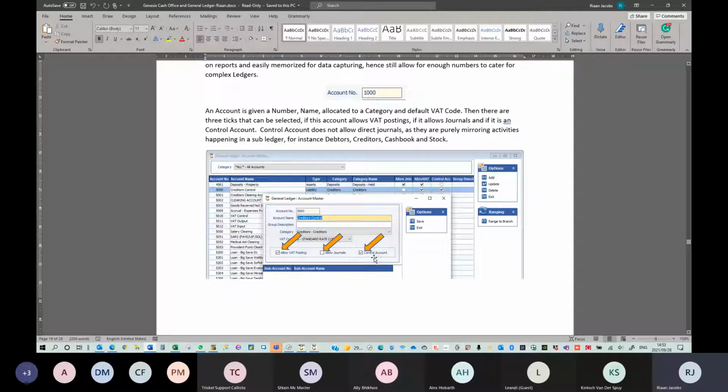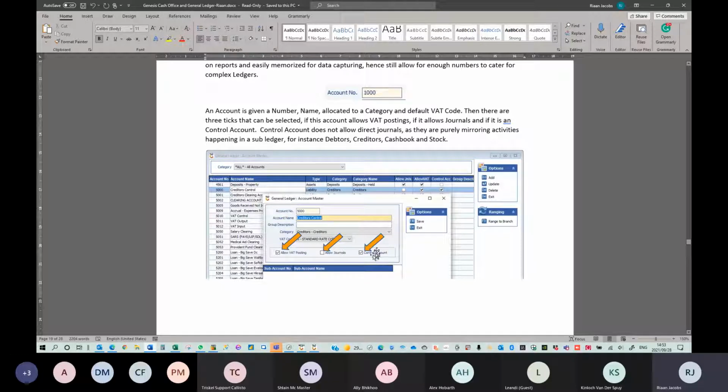Then the last one is control account. So a control account is basically your mirror account of your 4 legs, your sub ledgers. So your stock will be a control account, meaning that you don't actually post into those accounts. The sub ledger, the debtors or the creditors or the bank, will only post into that account. You don't post into that account. So that's a control account.